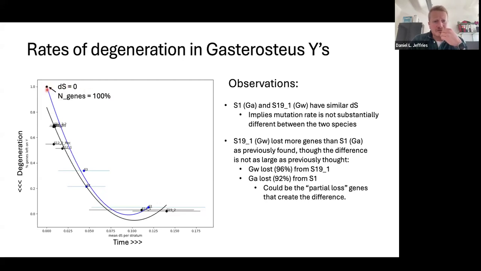But I did play around with a few different values of this, and it really didn't make much difference to the curves as long as it's below the first DS value of the youngest stratum, basically. And so what you can see is, if we are accounting for age here, which is essentially what we're doing with this plot, then we see more genes lost for a given age on the 3' sex chromosome.